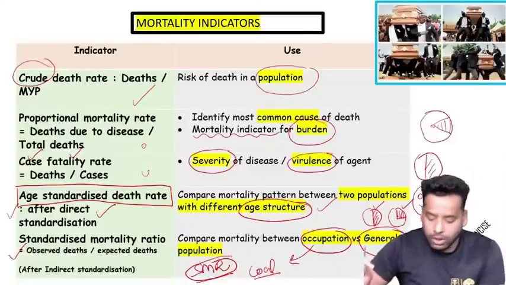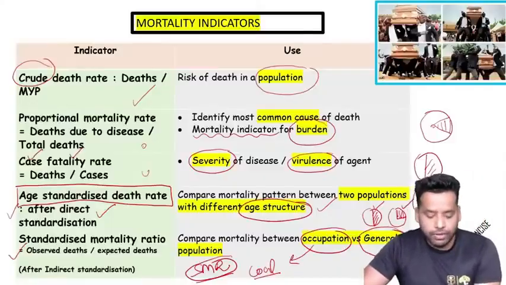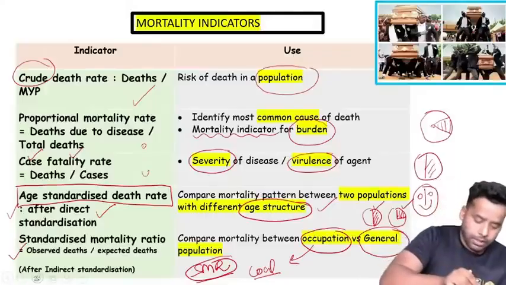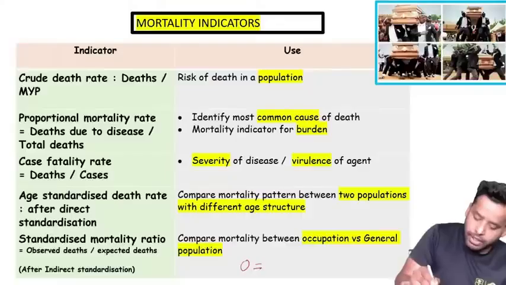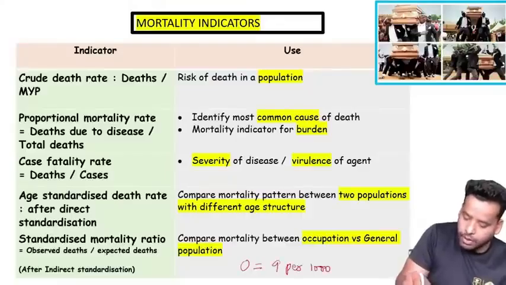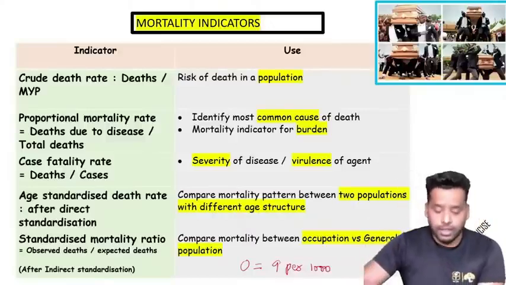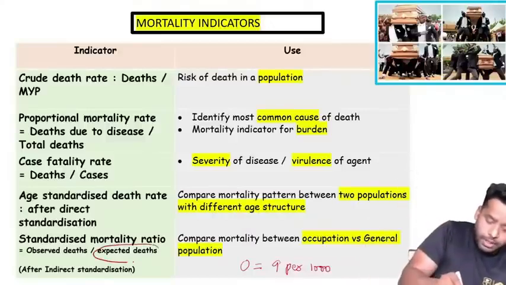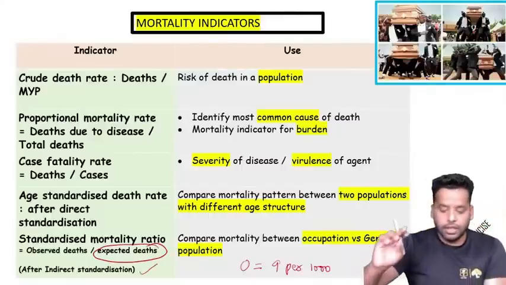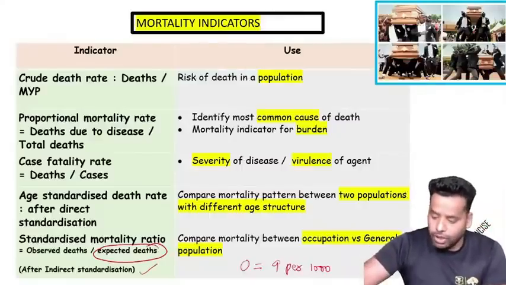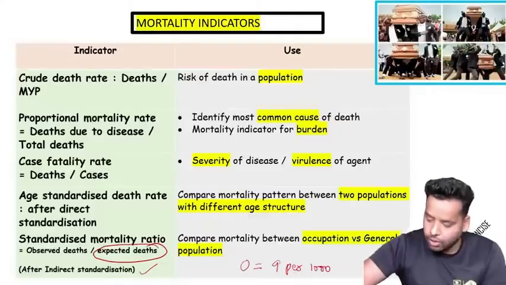What is the standardization done, if they ask? Listen to the words properly. Observed deaths will be given. For example, I am telling 9 per 1000. I want expected deaths in that occupation. Expected deaths are calculated by indirect standardization. Tell me the formula. Good. Repeat the formula. O by E.